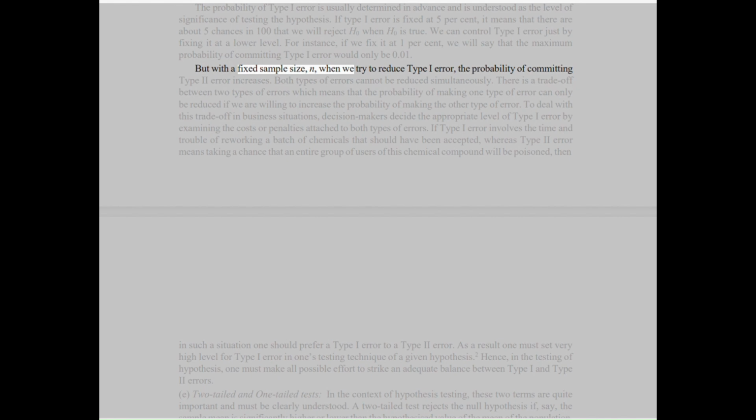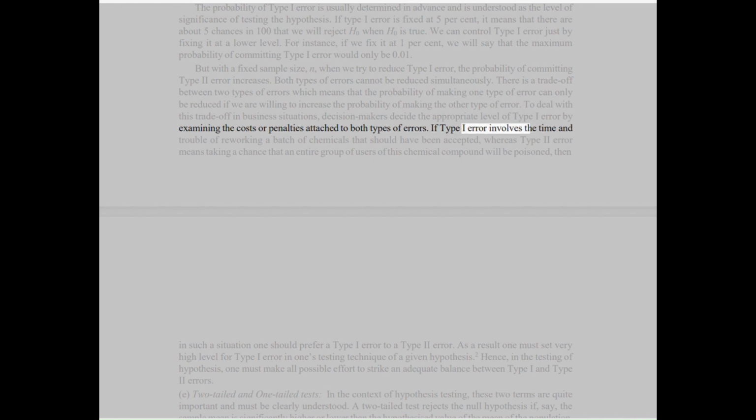But with a fixed sample size, n, when we try to reduce type I error, the probability of committing type 2 error increases. Both types of errors cannot be reduced simultaneously. There is a trade-off between the two types of errors, which means that the probability of making one type of error can only be reduced if we are willing to increase the probability of making the other type of error. To deal with this trade-off in business situations, decision-makers decide the appropriate level of type I error by examining the costs or penalties attached to both types of errors.